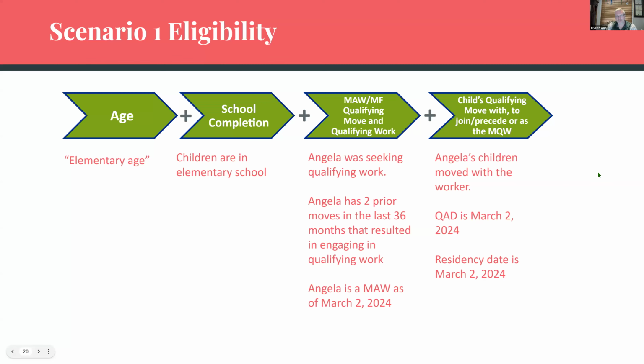And then her children moved with her, so they would be eligible for the MEP. They would be eligible for a QAD of March 2nd, 2024 when they move with mom. And of course, it's also important to note the residency date. So the residency date would also be March 2nd, which is just the date that they began living in the current place that they live now. So any questions on that scenario before we move on to the second one?